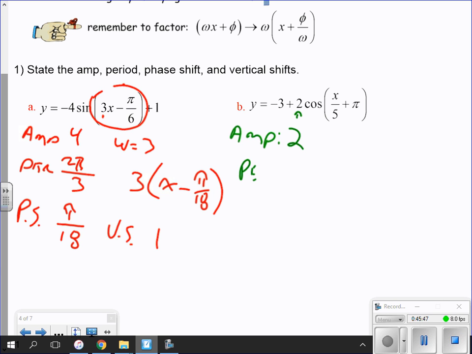Our period. How many x's do we have here? We have 1/5 x, right? So our W is 1/5. So our period is 2 pi divided by 1/5, which is 10 pi. That means you're going to have a sine wave that's really long. Very slow moving sine wave. Very low on the color spectrum.